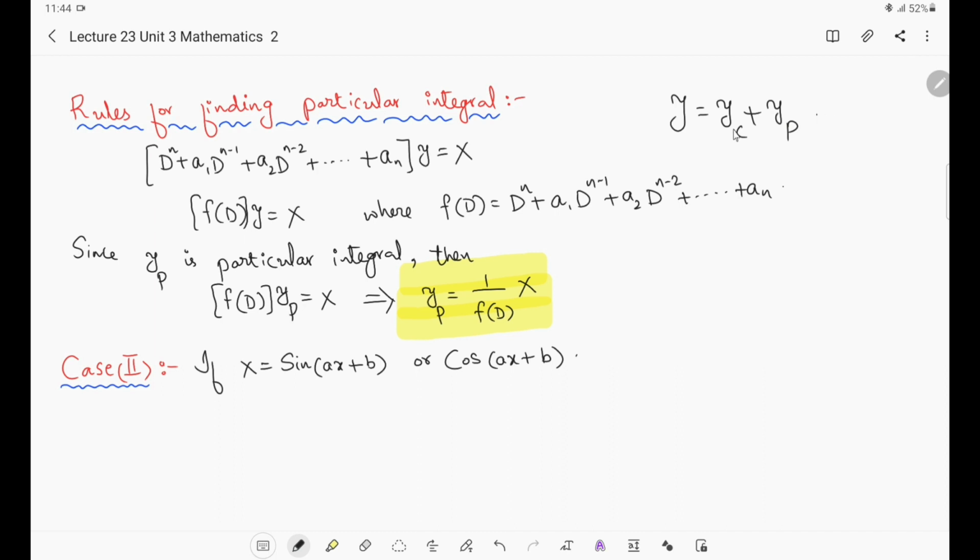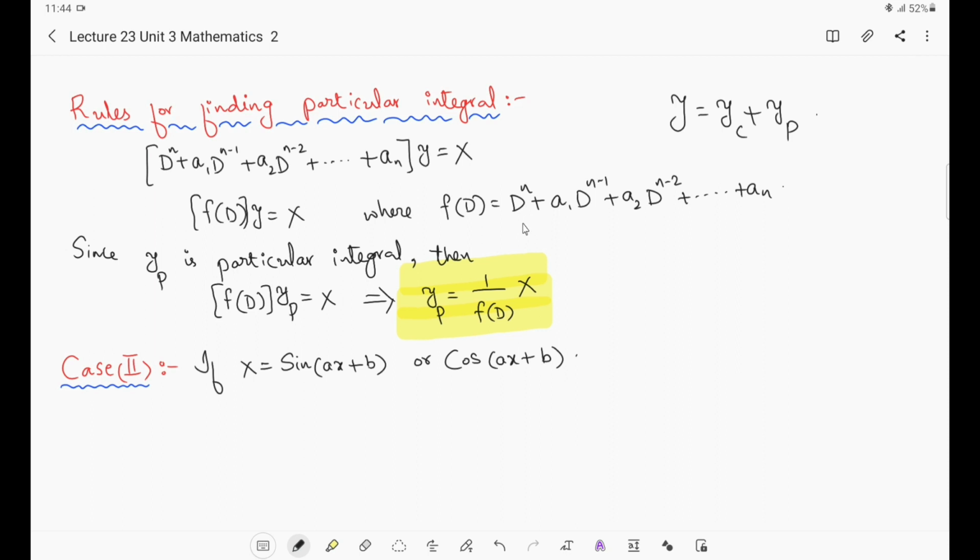For finding the complementary function, we need to depend on the auxiliary equation. We have to write the auxiliary equation, which is f(m) equals 0. This D should be replaced with m, f(m) equals 0, and solve that. So we will be getting roots for the auxiliary equation. If the roots are real and distinct, if the roots are real and equal, if the roots are complex, on these three cases there are three rules for writing the complementary function, that was discussed in lecture 21, right?